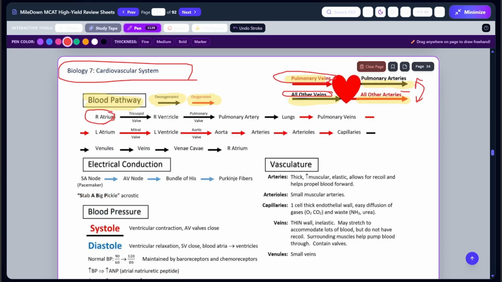So between your right atrium and right ventricle is a valve. It's called the tricuspid valve. So your right atrium to tricuspid valve to right ventricle. Again, black represents deoxygenated blood whenever you see a black arrow, and a red arrow represents oxygenated blood.